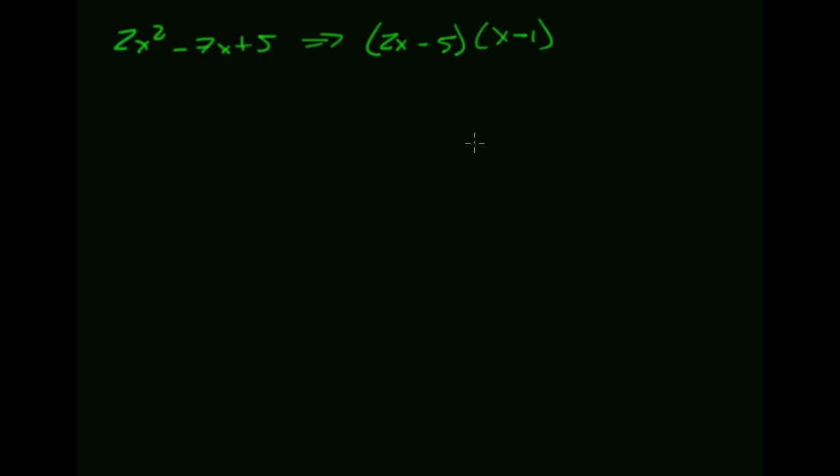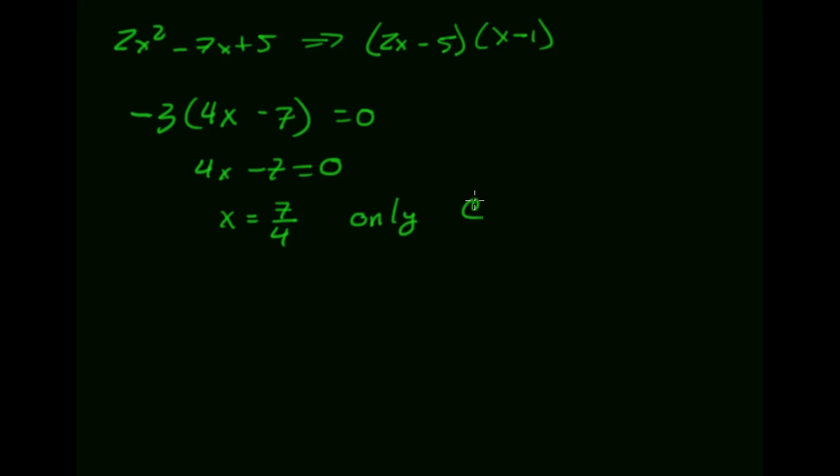So realistically, the only critical point that you're dealing with here is when the derivative is 0, and the numerator of the derivative was negative 3 times (4x minus 7). So I want to set that equal to 0. So this is going to be 0 when 4x minus 7 is 0, which is at 7/4. It's the only critical point between 1 and 2.5.